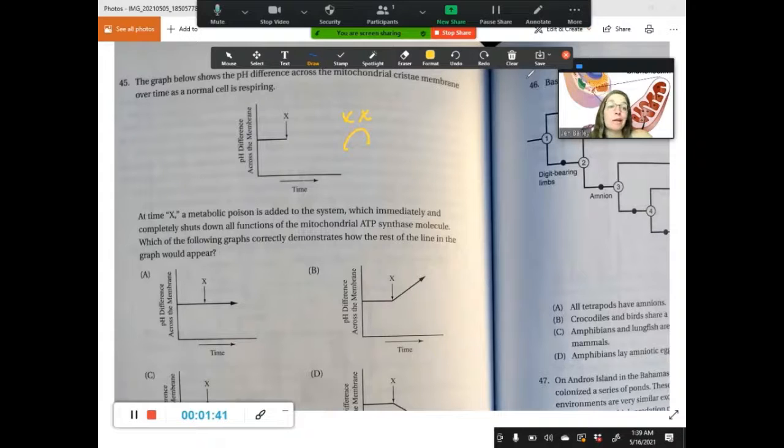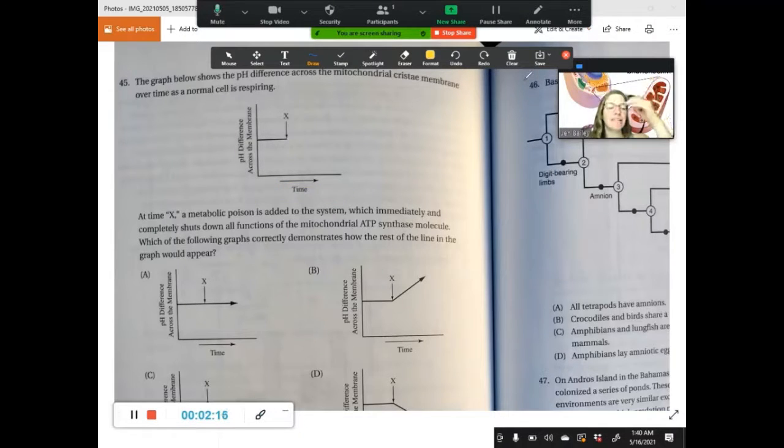Okay, so before you even look at those and start choosing which one looks best by instinct, don't do that for one thing. Don't always use instinct, right? It's a nice combination of your logic plus instinct. Before you look down there, think about what is going to happen if you shut off the functions of the mitochondrial ATP synthase molecule. Your ATP production is probably going to go down, right? But there's nothing on this graph that measures that, so that's not what we're thinking about.